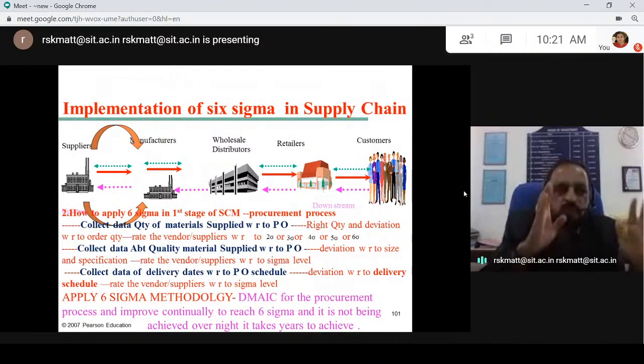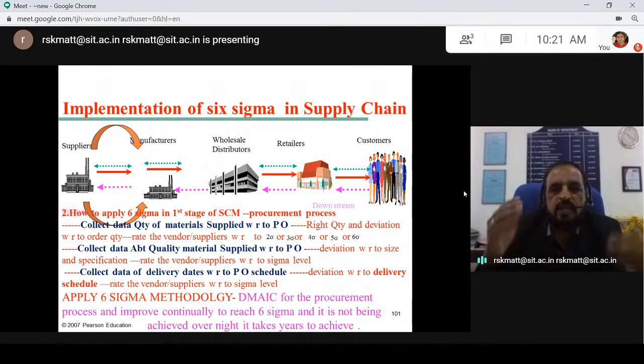This procurement process is one process. We need to discuss the implementation of Six Sigma only in the procurement process. Collect the data of the quantity of the material supplied with respect to the purchase order. That is, how many times the right quantity of the material ordered is being supplied, and how many times there is a deviation with respect to the purchase order in the quantity supplied by the vendors or the suppliers.